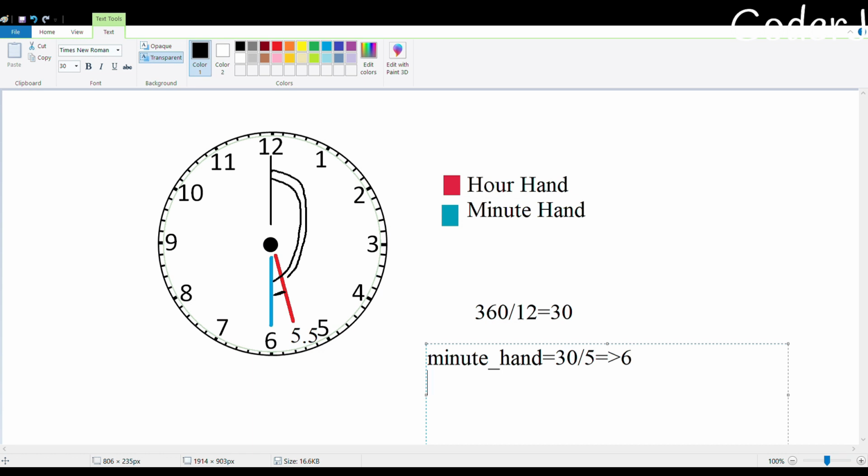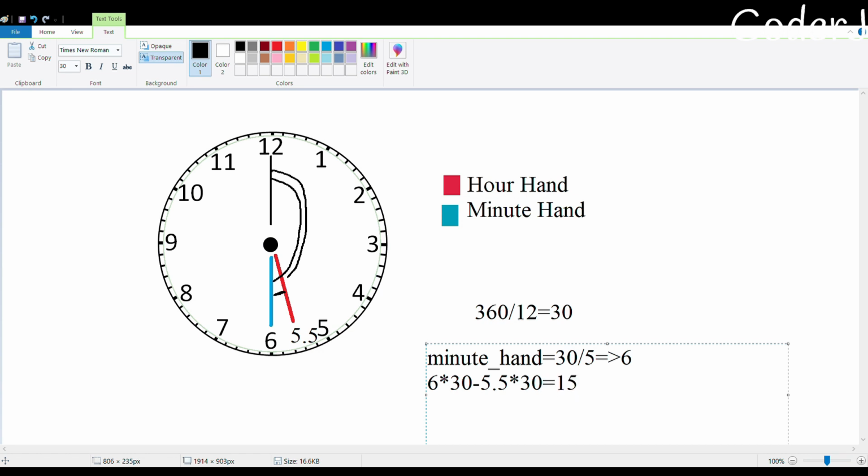It will point at 6. So I'll just calculate the degree that it will make. It will make 6 into 30, right? Great. Now I know that it makes 6 into 30, and after that I just subtract it from 5.5 into 30, and I'll get my answer, which is 15. And boom, it's that simple, right?